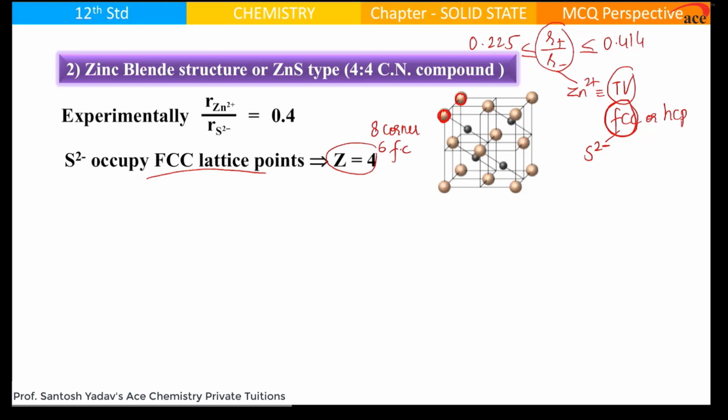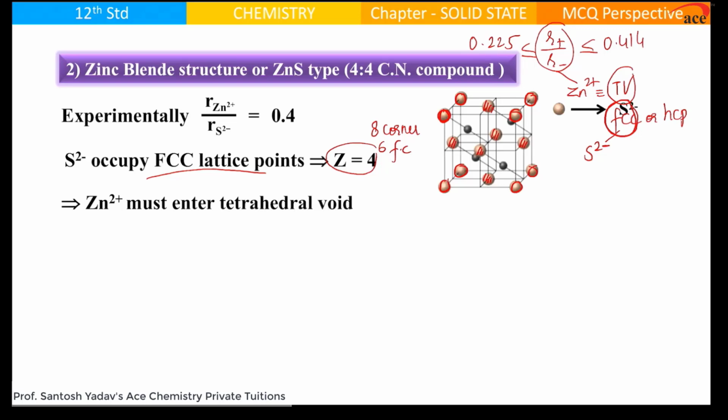Are you able to see 8 corners? 8 corners and 6 face centers. These are the face centers which I am shading with lines. These are sulfide ions, and apparently they contribute 4 sulfide ions per unit cell.